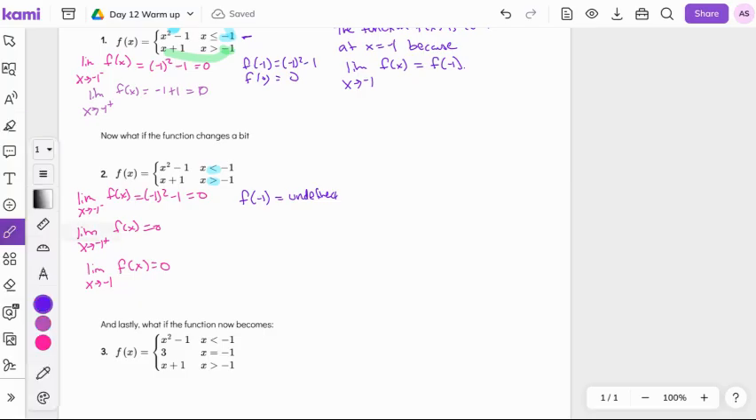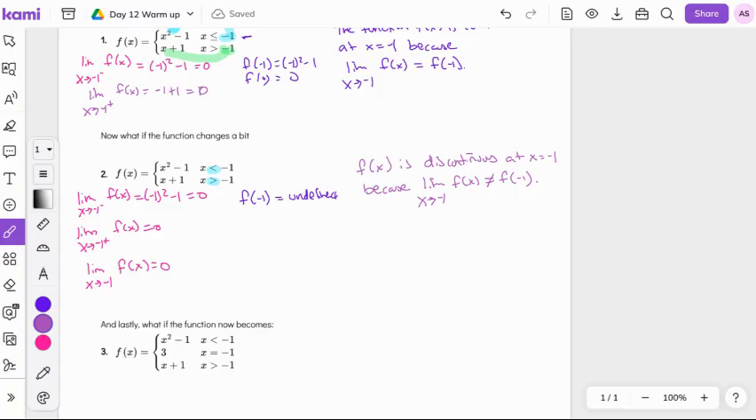And so my function now is discontinuous. So we can say this time f of x is discontinuous at x equals -1 because the limit as x approaches -1 of f of x does not equal f of -1.